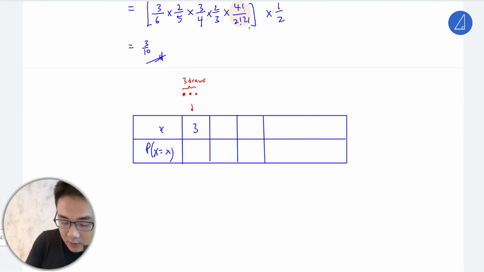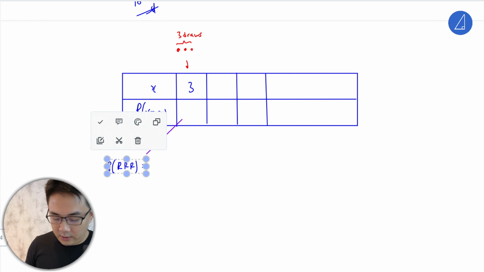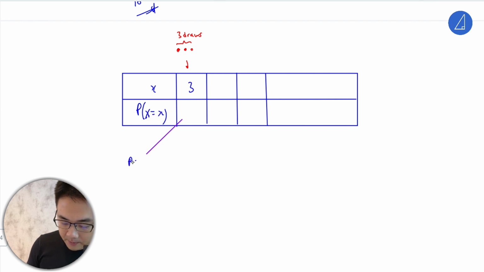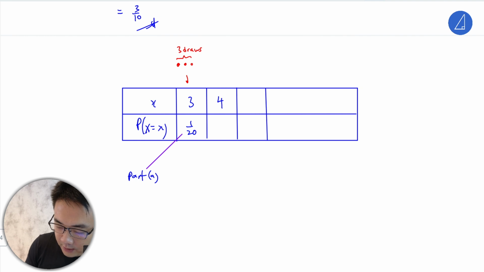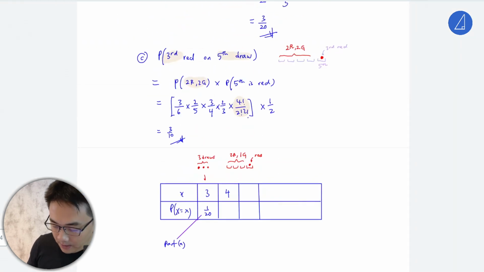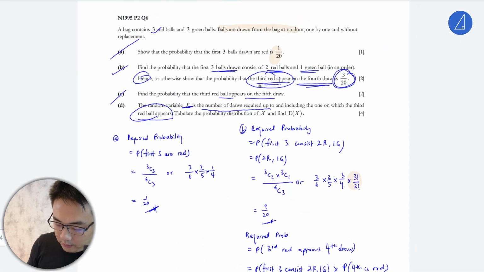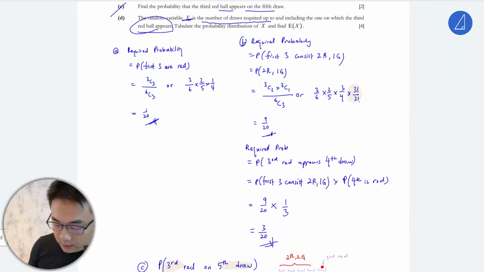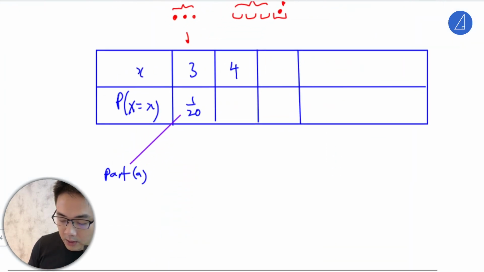This probability is actually the probability of part A, so this is 1 over 20. Then after which, of course, you can have 4 draws, meaning the first 3 draws have 2 red and 1 green, and the 4th is red. That would actually be the answer in part B: the third red appearing on the fourth draw is 3/20.